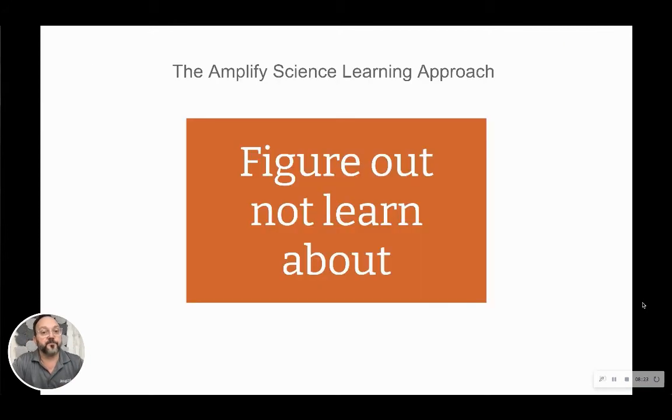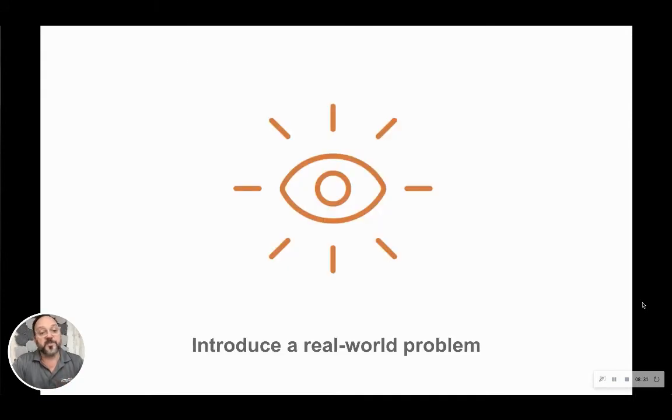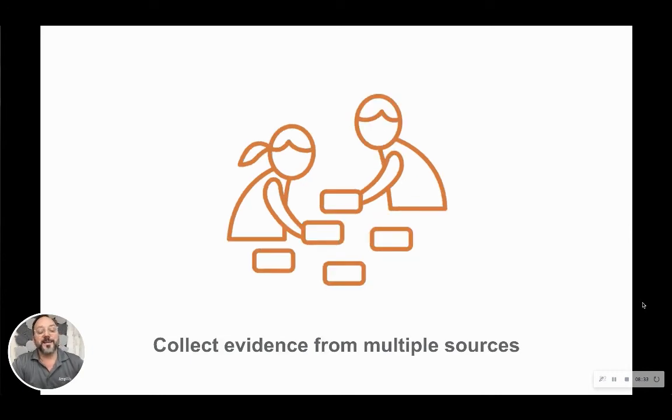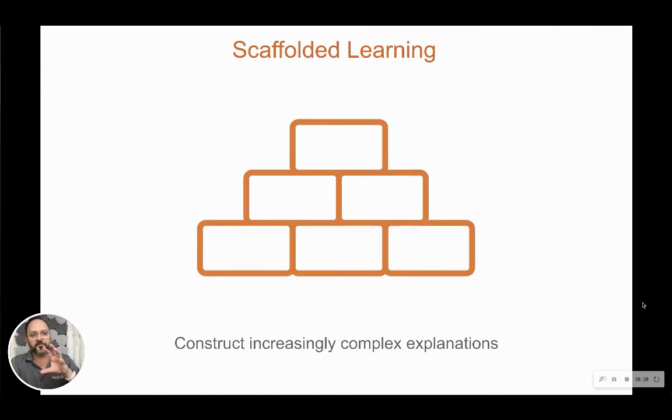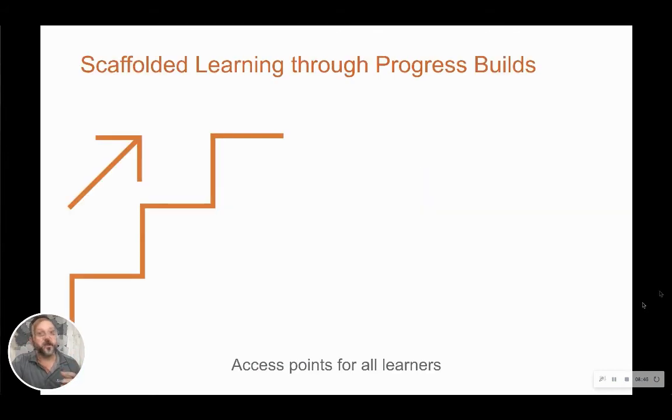So the Amplify Science learning approach really allows for this instructional shift where students figure out, not just learn about science. It starts with introducing that real world problem, and students can collect evidence from these multiple sources that you see. This all blends into a scaffolded learning process to develop a deeper, more complex explanation of science concepts and phenomena. Scaffolded learning is so important, and we call this a progress build. And I also like to call it an access point for all learners.